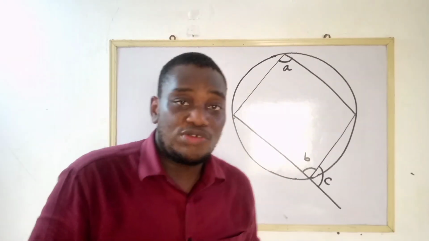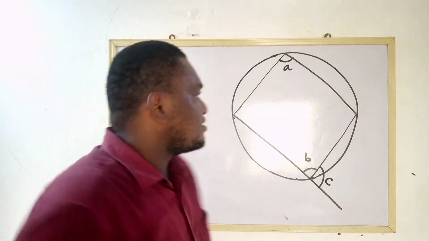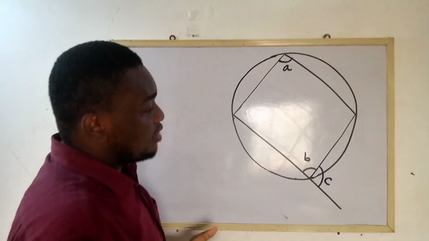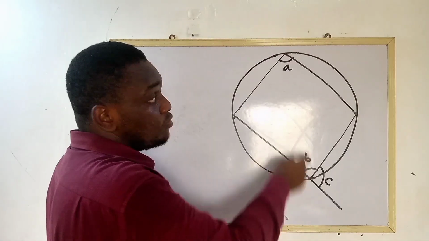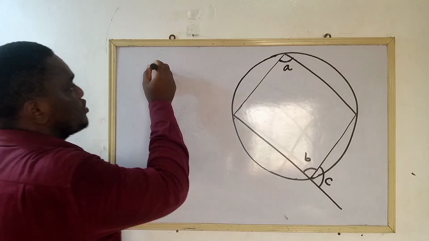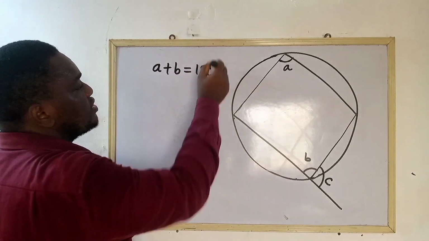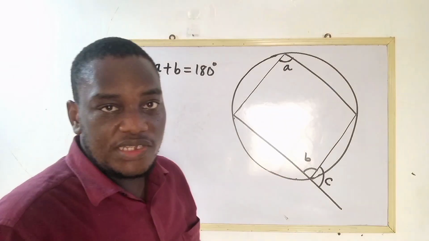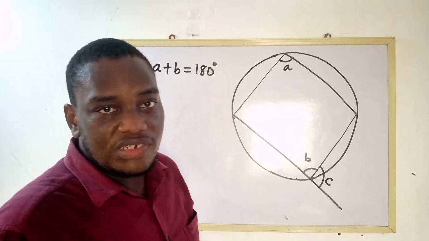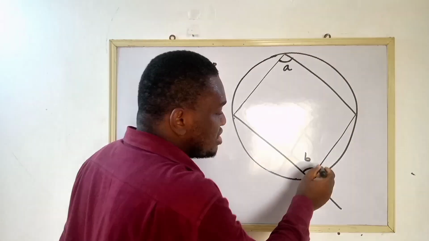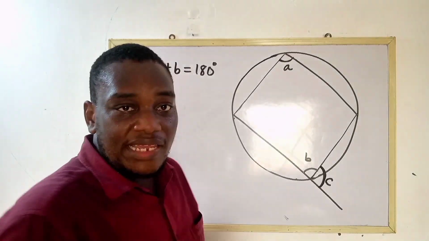Just like we have said, in a cyclic quadrilateral, opposite angles are supplementary. Now, this is a cyclic quadrilateral, and you can see that the opposite angles are angle A and angle B. So they are going to be supplementary, and I can conclude that A plus B is 180 degrees. Now, take a look at angle C. You will notice that angle C is an exterior angle of this cyclic quadrilateral, meaning that it is an angle made outside of the cyclic quadrilateral. So C is an exterior angle.